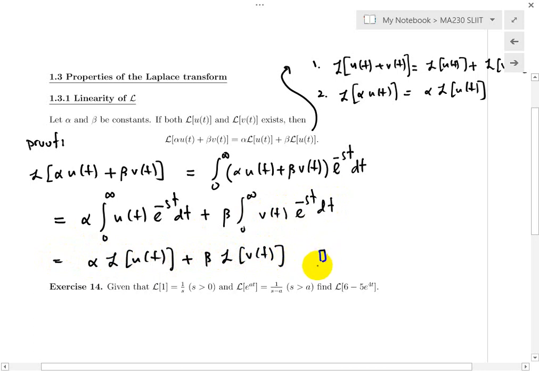Okay, so very simple, straightforward proof. Note that this is possible. We are doing this separation since each integral converges.